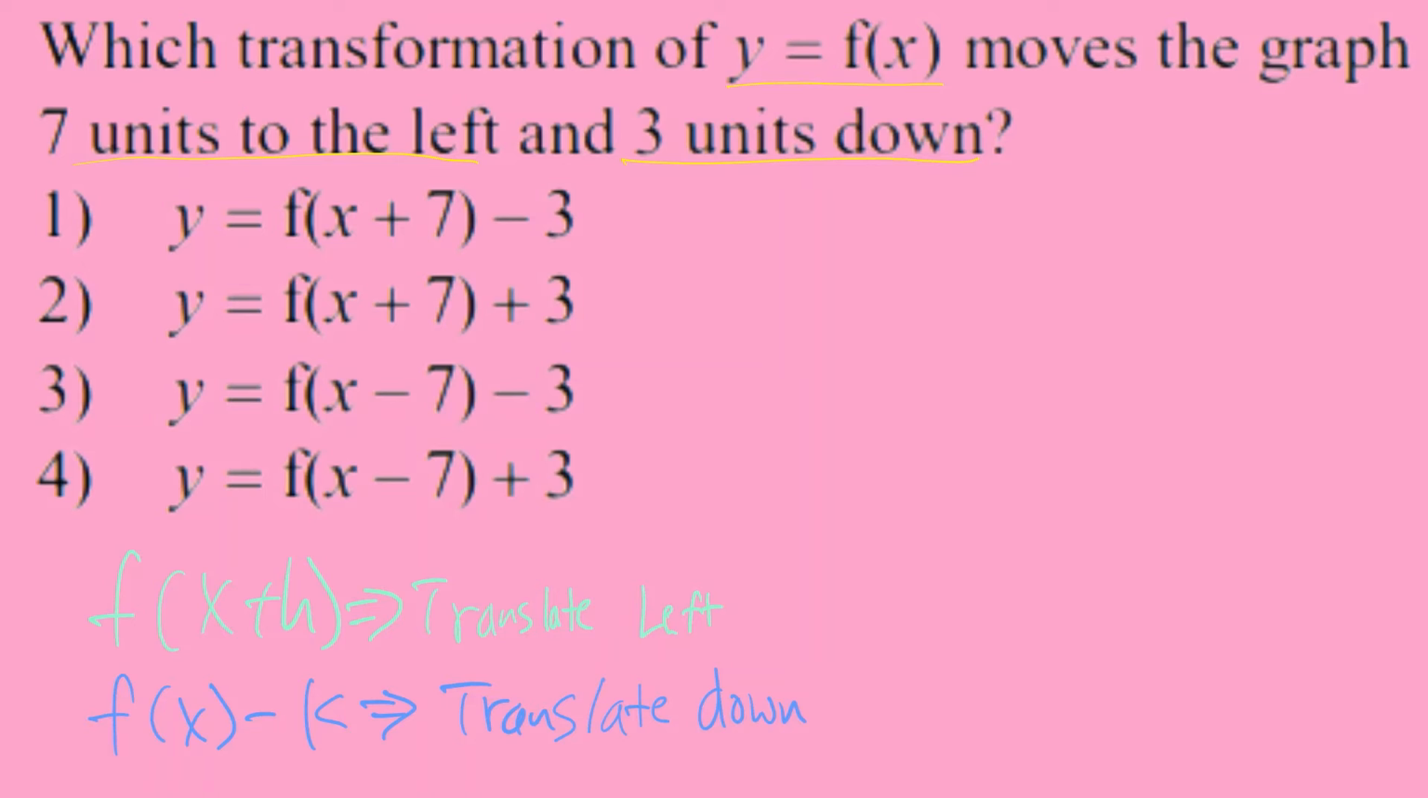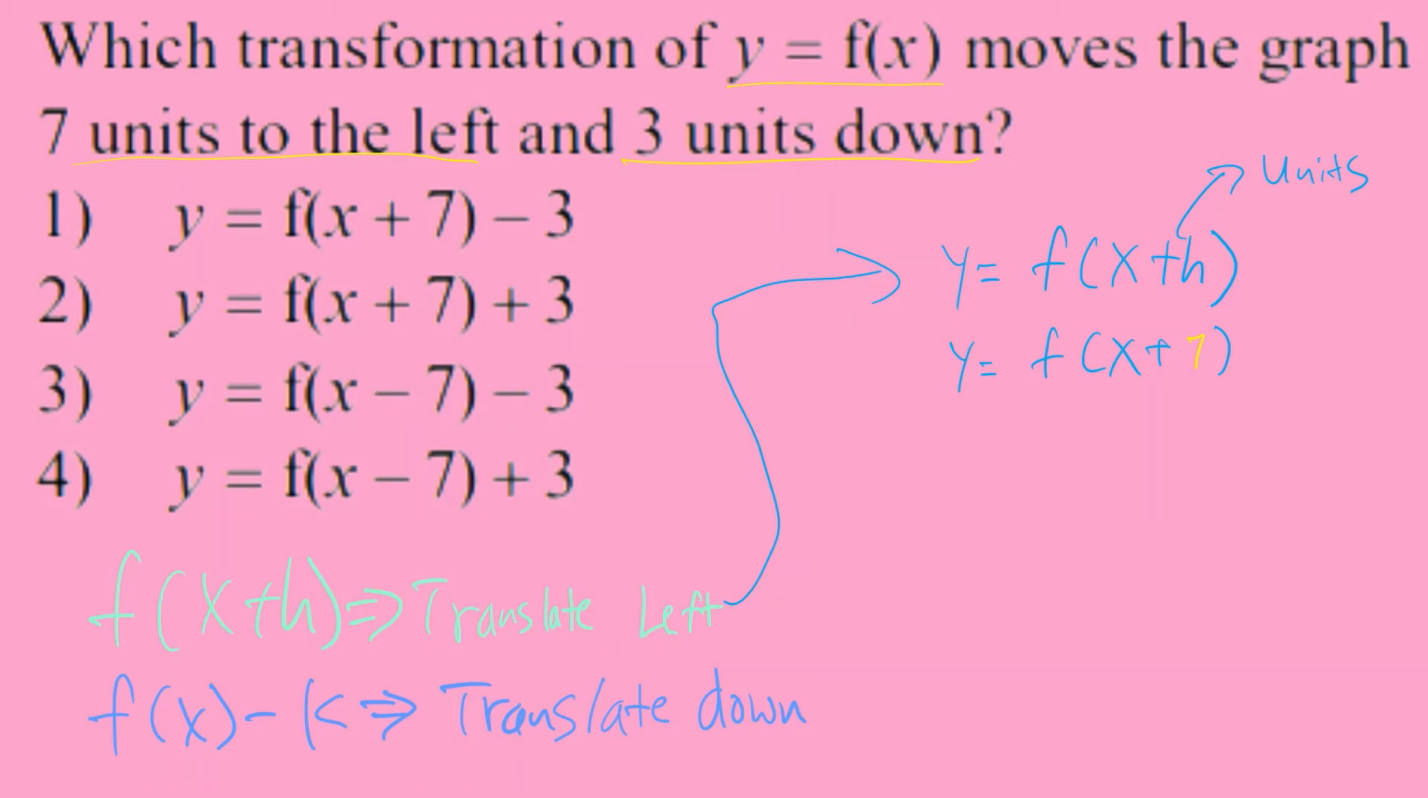Okay, so in order to solve this, you must recognize that there are two transformations that we need to do, which is 7 units to the left and 3 units down. Let's start with translating to the left. This means y equals f of x plus h. H is the units we are moving to the left. So y equals f of x plus, plug in the units we're moving left, which is 7.